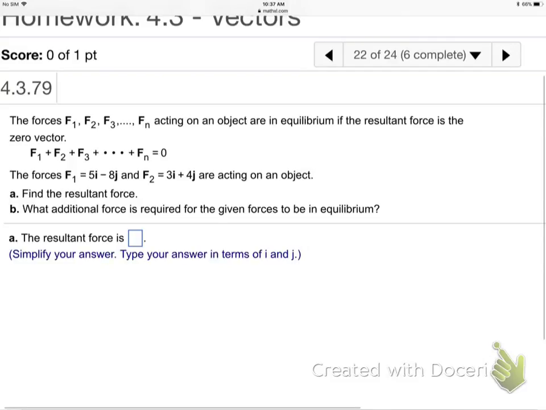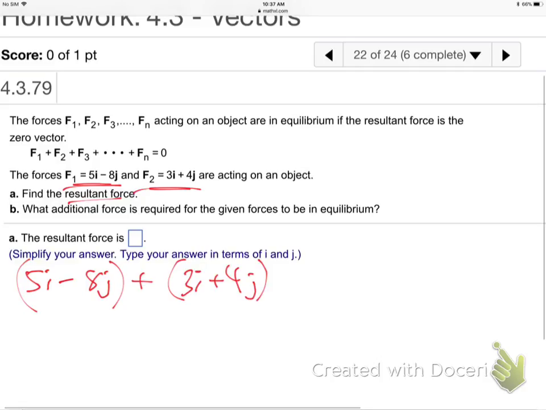All right, so they're giving me force 1 and force 2. They've already got it in i and j. This is nice. I'm not going to need to do any of that translating between theta and i, j and back and forth. They just say, hey, resultant. Okay, you mean add them? Yeah, they mean add them. That's all they mean. So take the 5i minus 8j vector and add it to the 3i plus 4j. Find the result. Add them up. They're already in i, j for you.